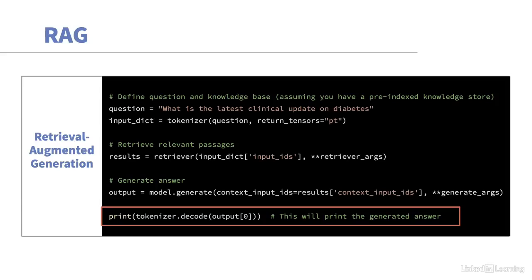This line decodes the generated answer from token IDs back into text using the tokenizer and prints it out. The output variable contains the generated answer, and 0 is used to access the first generated answer, assuming only one answer is generated. For instance, if you have generated answers stored in a variable called output, accessing the first answer can be done by using output[0]. This notation allows you to retrieve the specific answer generated for further analysis or presentation.